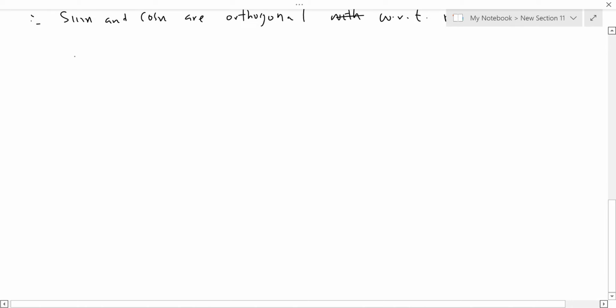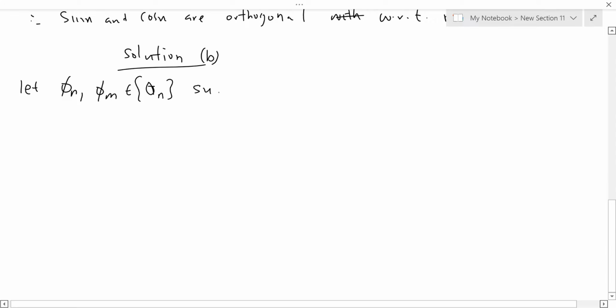All right, so we have the solution to B. So what do we do now? We pick two distinct functions. We can just say let phi n and phi m be in the set of functions that we're given, such that, it is important you say, n is not equal to m. They must be distinct. So what is phi n then? Phi n will be sin nx, and phi m will be equal to sin mx.